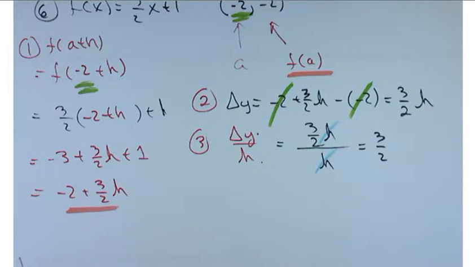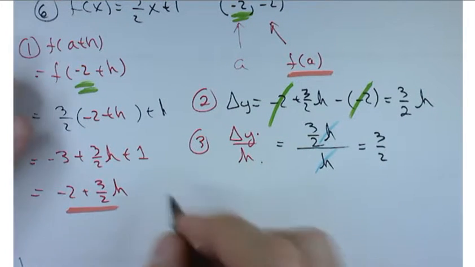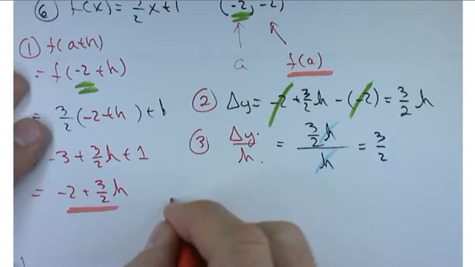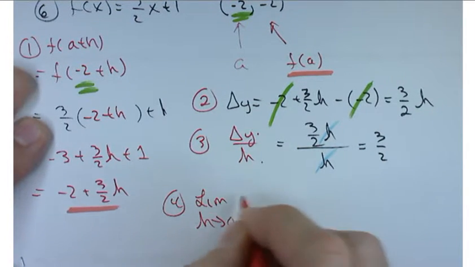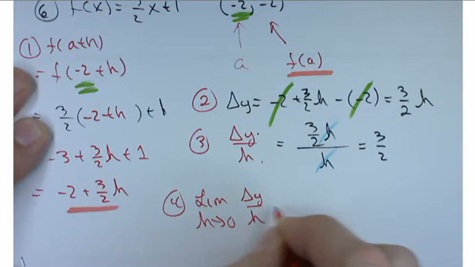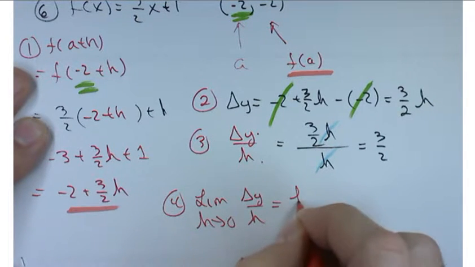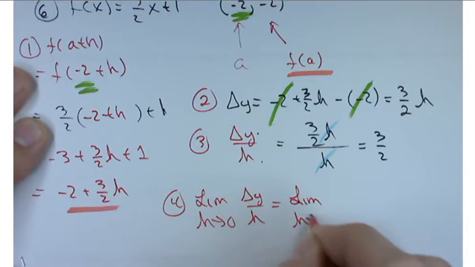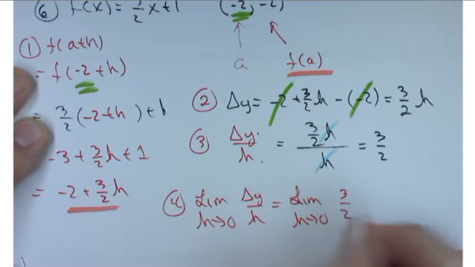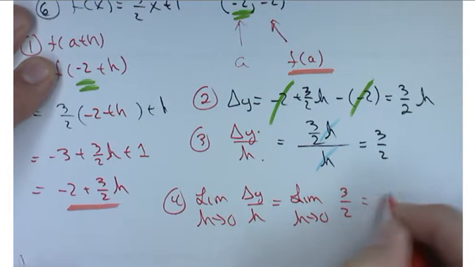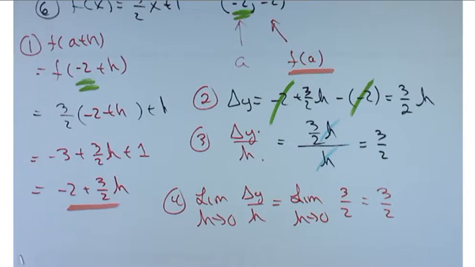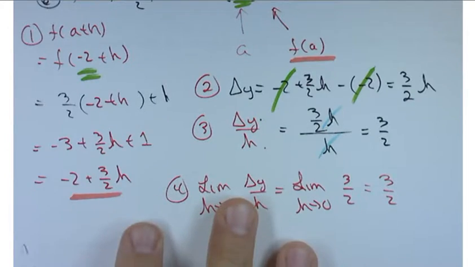Our last step is to calculate the limit. So step 4 is the limit as h approaches 0 of delta y over h, or better yet, the limit as h approaches 0 of 3 halves. Can anyone tell me what that limit is? 3 halves. Okay. So that's the slope of the tangent line.